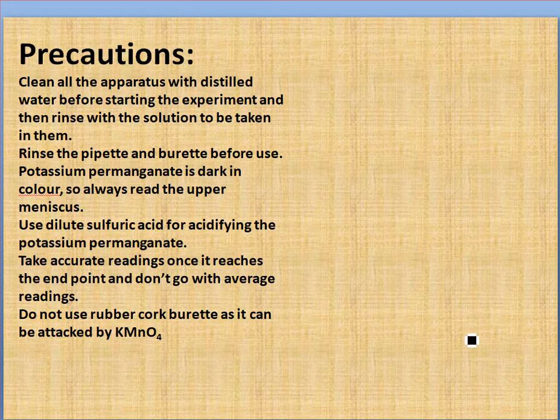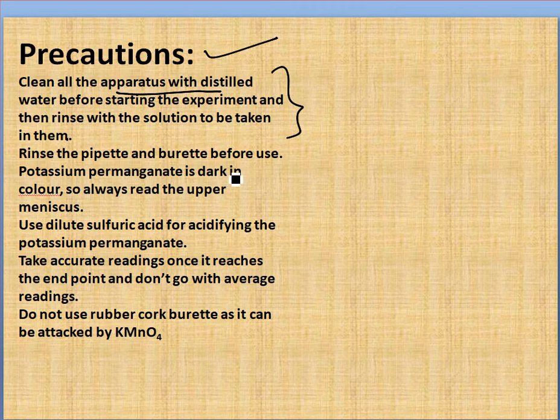Next, talking about the precaution part, a very important part. It will be asked in the exam. First of all, clean all the apparatus with distilled water before starting the experiment and rinse with the solution to be taken in them. Whatever solution you are using, ferrous ammonium sulfate, rinse the flask or apparatus with that solution only, because water can remain in there. So you have to rinse with the same solution that you are using. Clear? Rinse the pipette and burette before use.